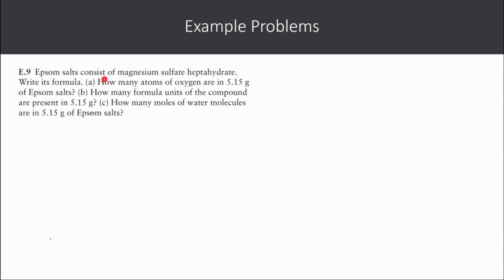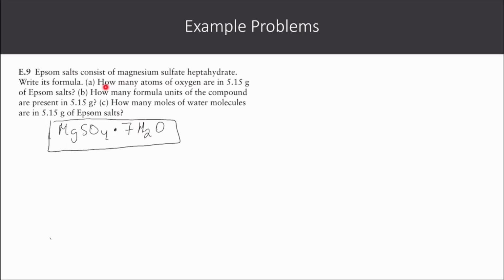Epsom salts consist of magnesium sulfate heptahydrate. Write its formula. Okay, so the formula of magnesium sulfate is the following. And heptahydrate means that there is 7 moles of water. So all of this is the chemical formula of this compound.